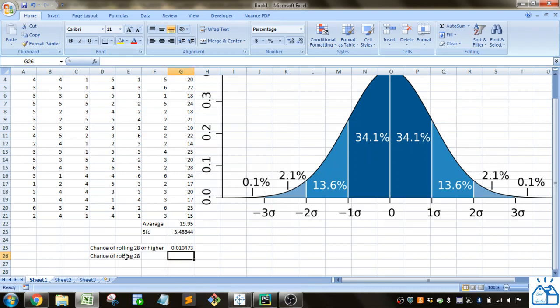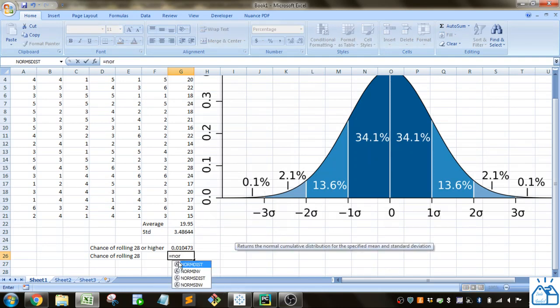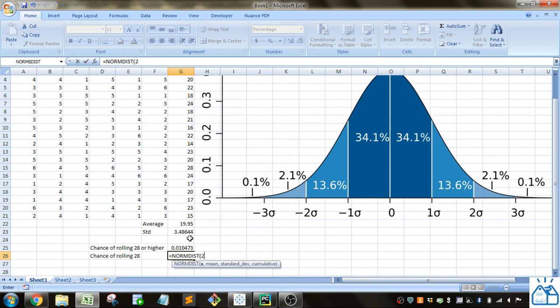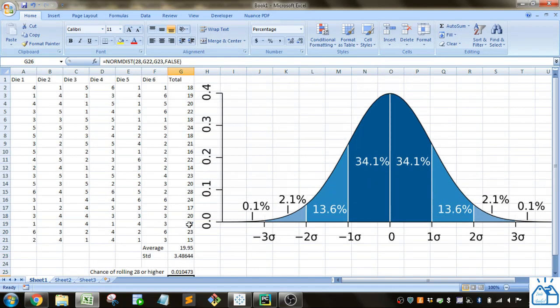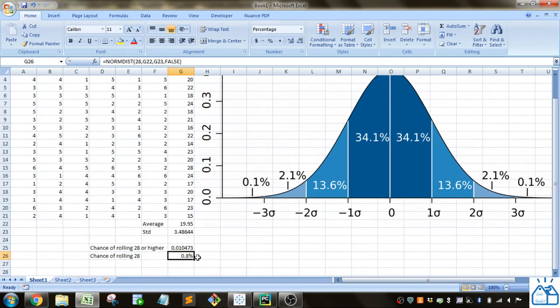And what's the chance of rolling 28 exactly? We're going to do the same thing. We're going to do that NORMDIST. We're going to do x, 28. We're going to do the mean, that cell, standard deviation, that cell. And this time for the cumulative, we're going to put in false, because that's going to assume it's a discrete value, and it's going to look up the probability for that distinct value. You can see it's about 0.8% given the average and standard deviation here. Now, like I said, this one's a little off what the theoretical should be, but it's just an example.